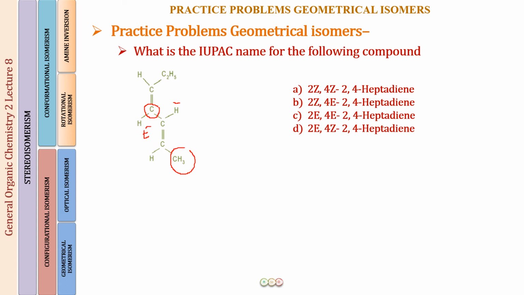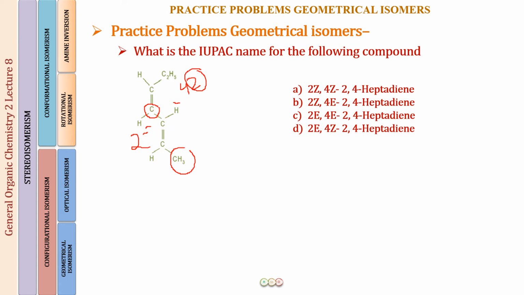Next, we have this as the stereogenic carbon-carbon double bond. Here this is going to be the group of high priority, and on the other side this is going to be the group of high priority, and they are both on the same side of the double bond. So this is going to be a Z. An E at position number 2 and a Z at position number 4. So this is going to be 2E,4Z-2,4-heptadiene.